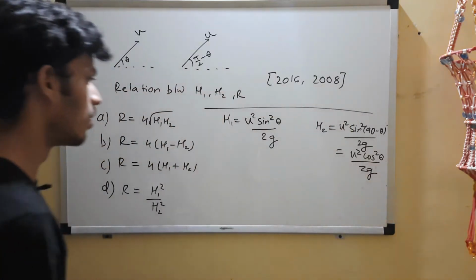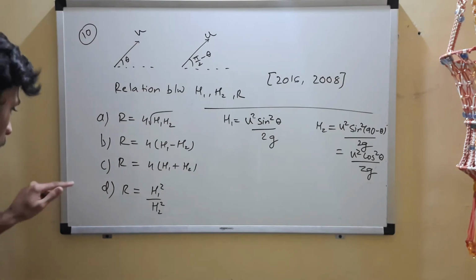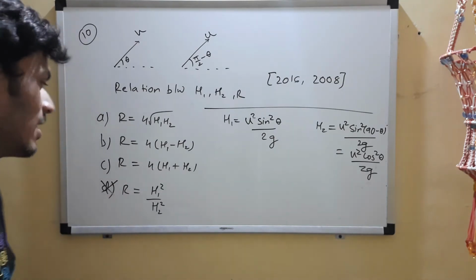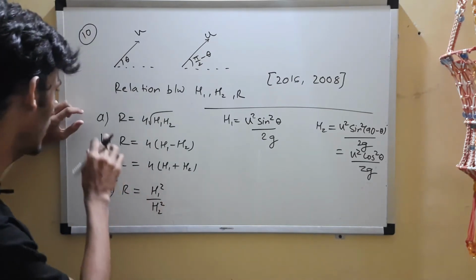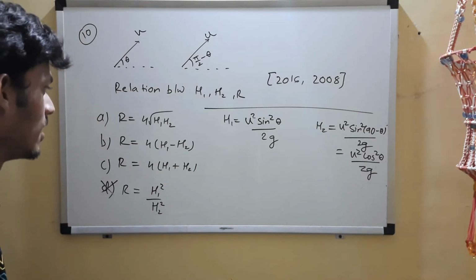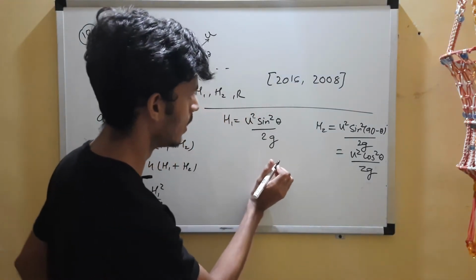One way of doing it is trial and error. First of all, you can note that option D will be wrong. It's not dimensionally consistent. So option A, let's multiply H1 and H2 and see what we get.